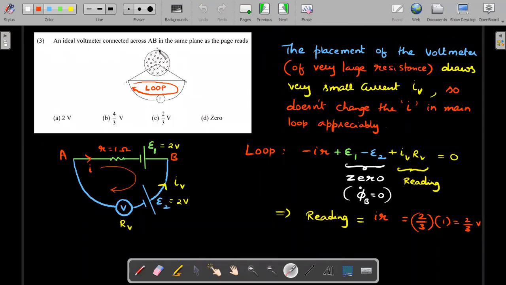An ideal voltmeter is connected across AB and in the same plane as the page. What does it read? You see, I have given 4 by 3 also. Let's check whether it's correct or not.